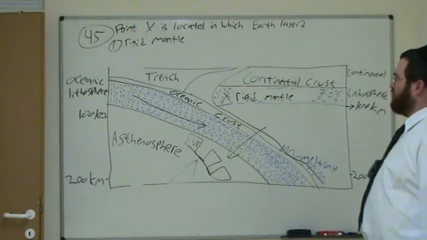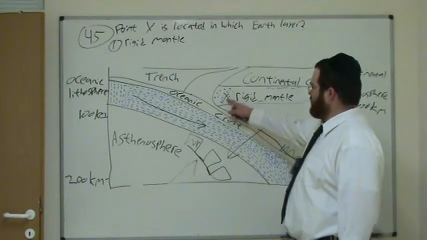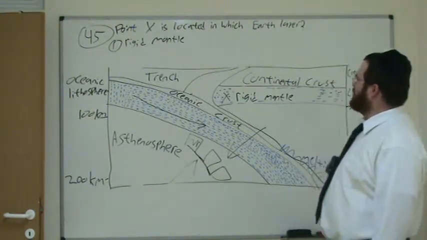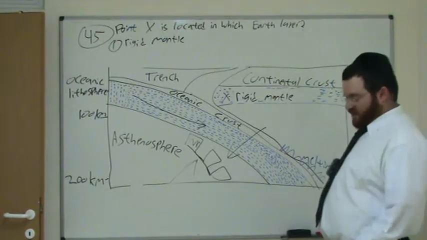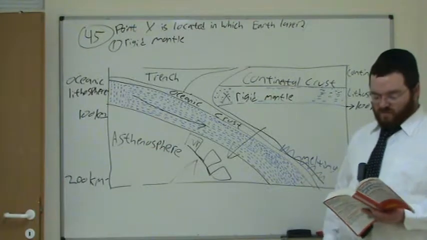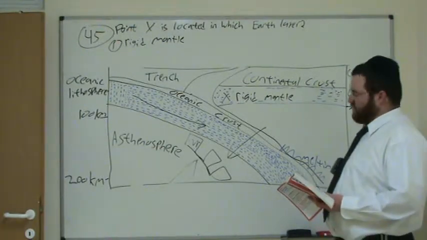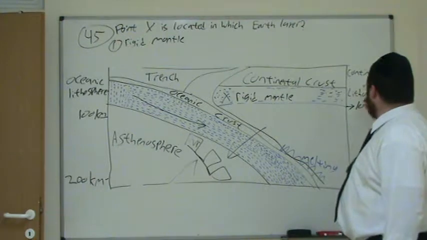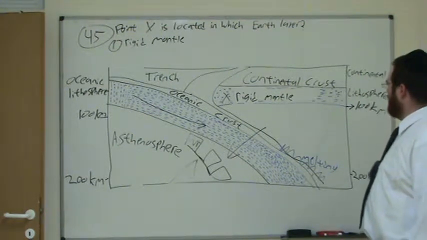Question 45. Point X, that's over here, this point, is located in which earth layer? Well, you're going to have to look again at the inferred properties of Earth's interior, that diagram, and find point X. We know that point X is in a lithosphere.